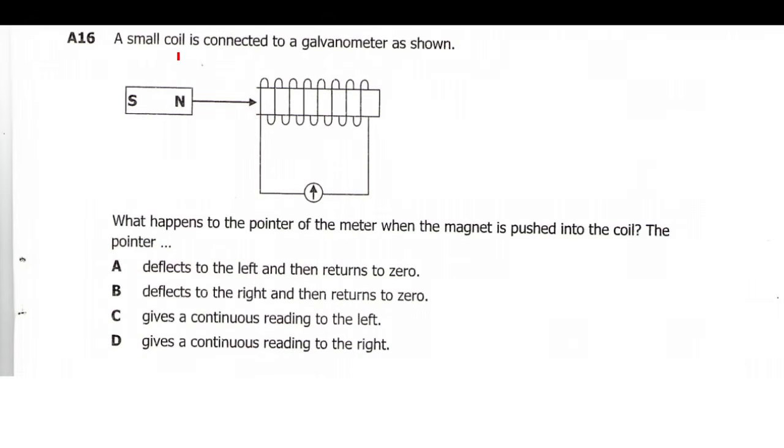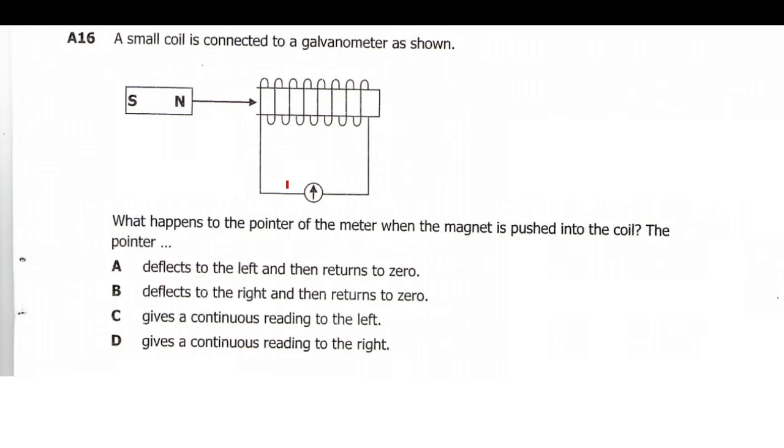16 reads, a small coil is connected to a galvanometer as shown. A small coil, this one, is connected to a galvanometer as shown. This is a galvanometer. Then they are asking what happens to the pointer of the meter when the magnet is pushed into the coil. If the magnet is pushed in a coil, what will happen to this?